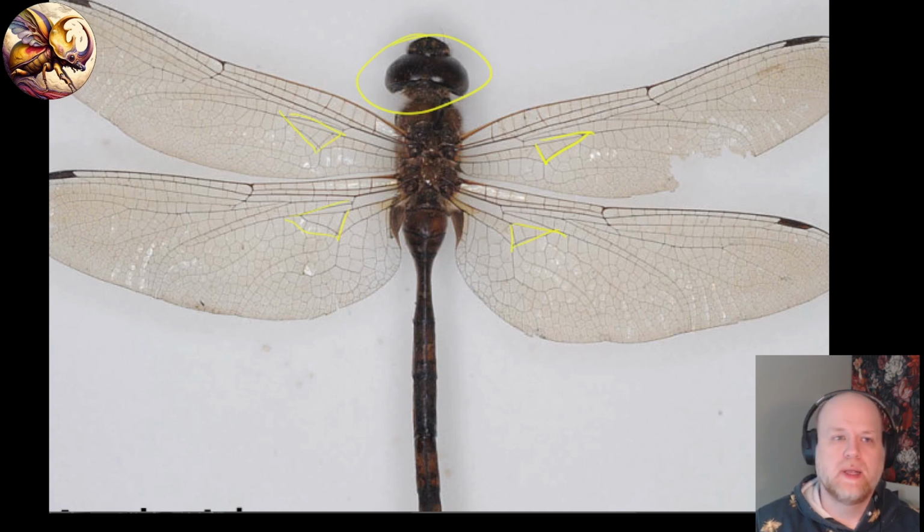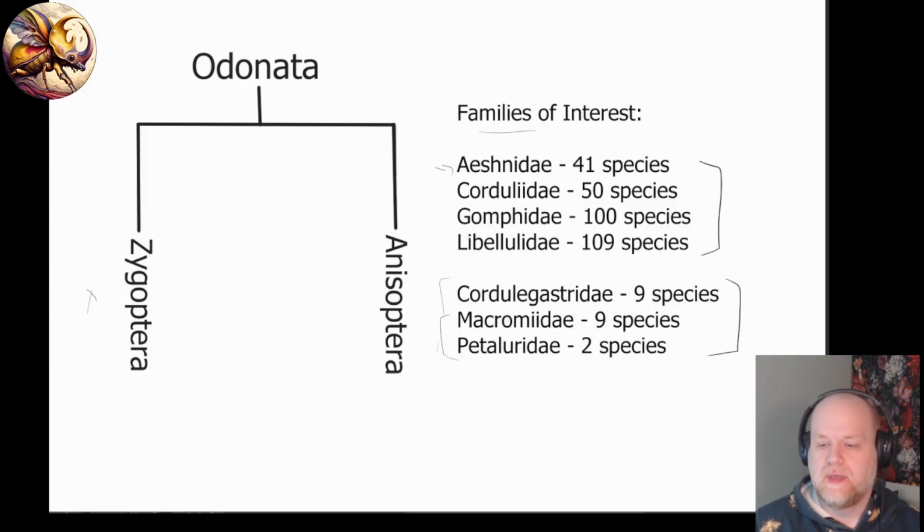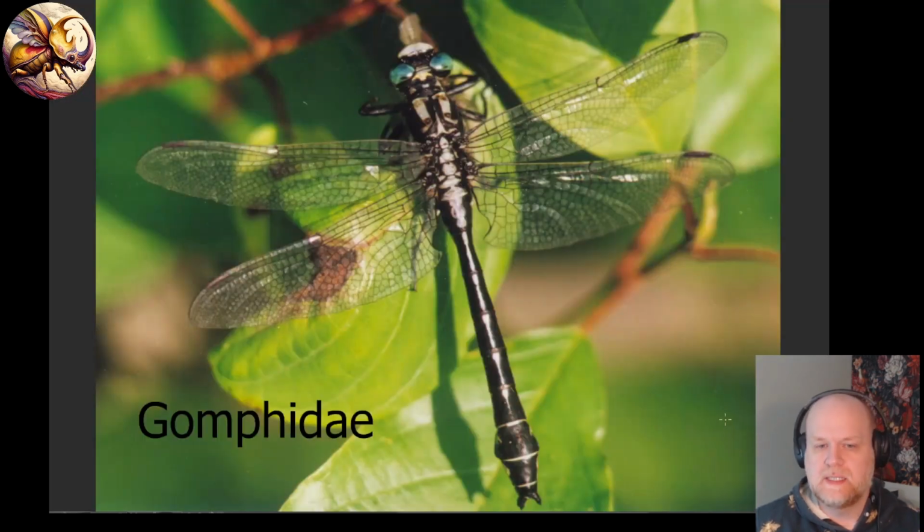The next group in this list are the gomphids. And the gomphids are also a fairly easy to identify group. So the Aeshnids, I should have said, are in the common sort of naming system, called the darners. The gomphids are usually called the clubtails. And the reason for this is that they usually have this bulbous swelling on the end of the abdomen. Not always, but it's very common for you to have this tapering at the base of the abdomen, and then it swells out again towards the apex.